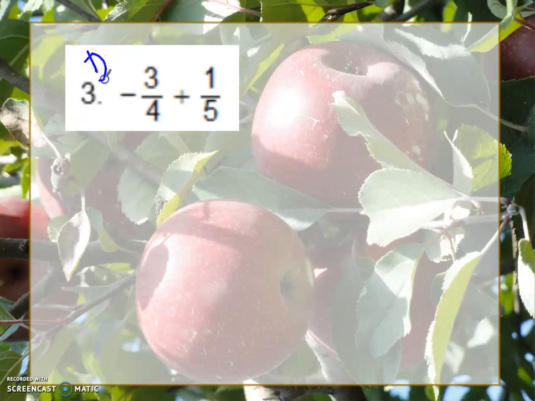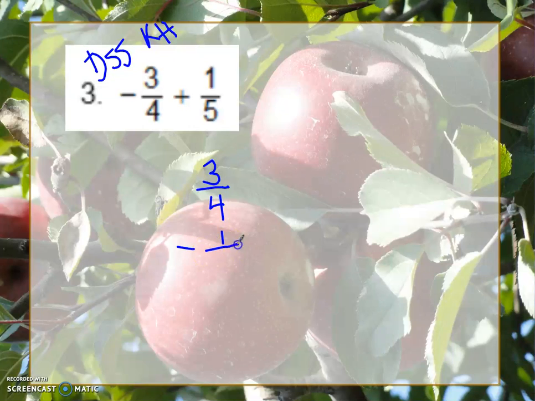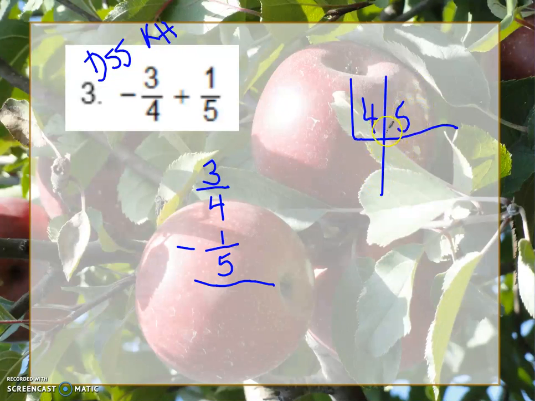This is different signs, subtract. Keep the higher absolute value. Negative 3/4 is the higher absolute value, so the answer will be negative. We're going to say 3/4 minus 1/5. There's nothing that can go into 4 and 5, so the lowest common denominator is 4 times 5, which is 20. Okay, step 2, equivalent fractions.